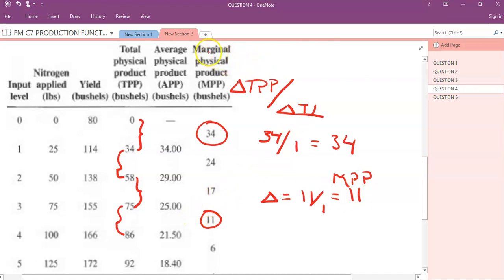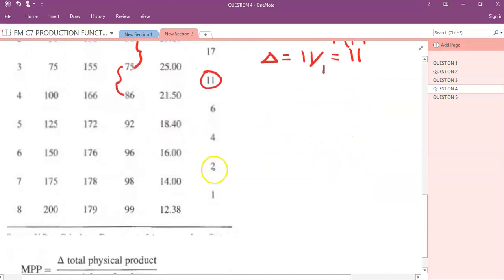To summarize, marginal physical product is the change in the total physical product as one more input is added, divided by the change in the input level. In this case, it's always going to be 1. So we could shortcut that and just say that the marginal physical product is the change in total physical product as one more unit of input is added. Let's do one more just to make sure. 2. How did we get that? 96 to 98 is a change of 2, divided by input level 1, marginal physical product 2.